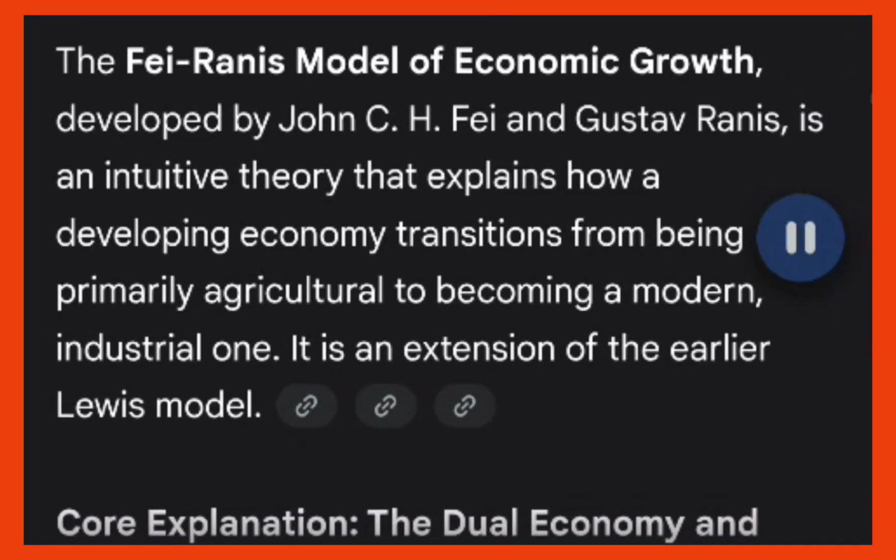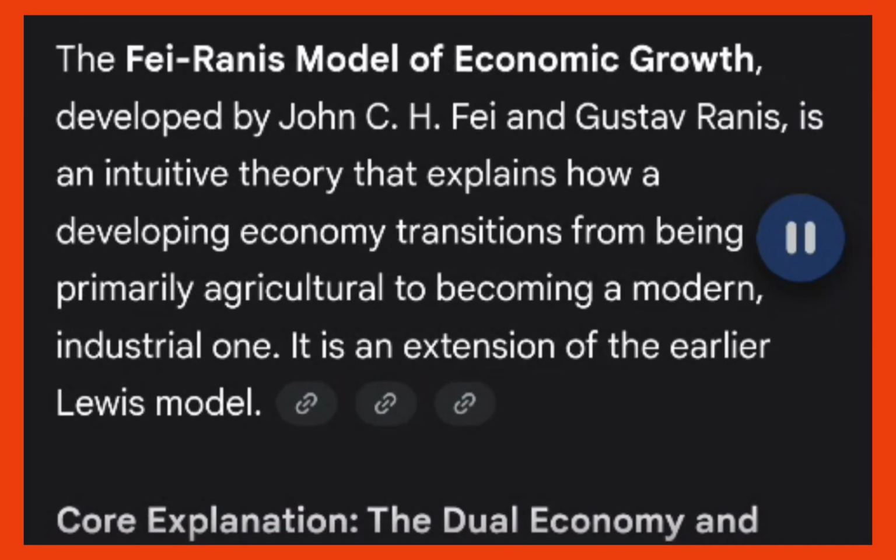The Fay-Ranis model of economic growth, developed by John C. H. Fay and Gustav Ranis, is an intuitive theory that explains how a developing economy transitions from being primarily agricultural to becoming a modern, industrial one. It is an extension of the earlier Lewis model.